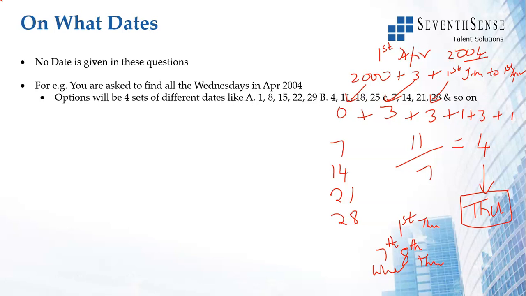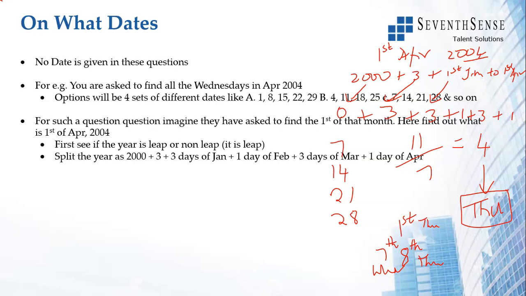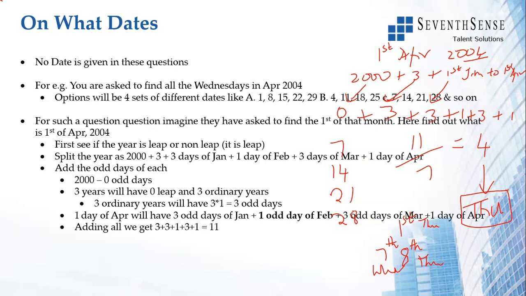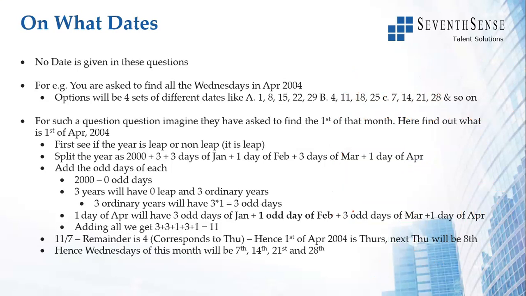Just as a recap, their options will be like this. You find out what is 1st of April, find whether it is leap or non-leap. Here it is leap. Then split the year as 2000 plus 3 plus 3 days of Jan plus 1 day of Feb plus 3 days of March plus 1 day of April odd days. Then when you add the odd days, you get 11, and then 11 by 7 is 4, which corresponds to Thursday. 1st of April is Thursday. Next Thursday will be 8th. So Wednesdays will be 7th, 14th, 21st, and 28th.